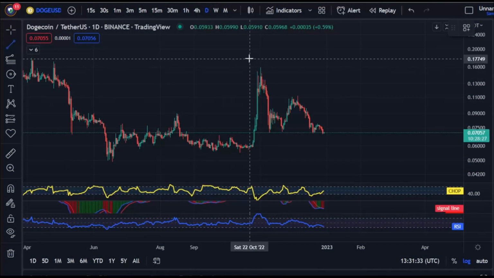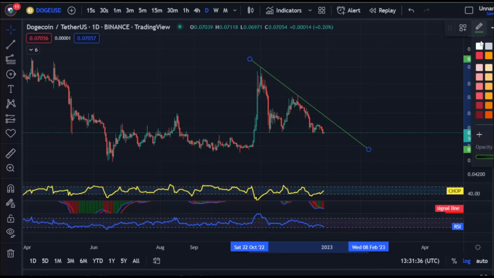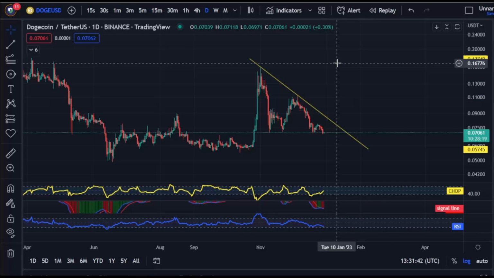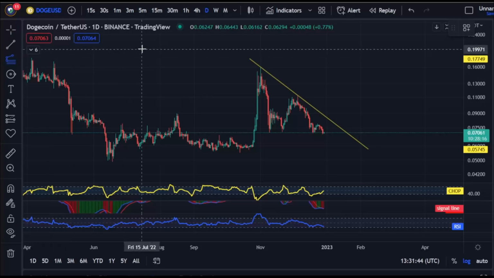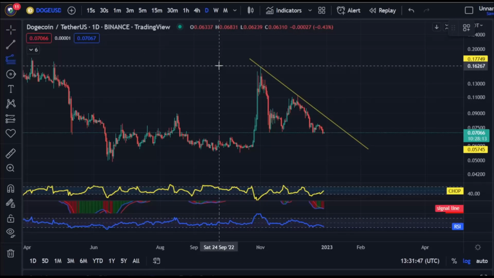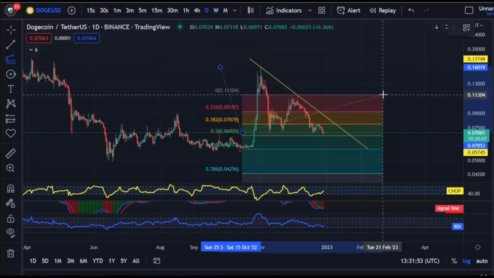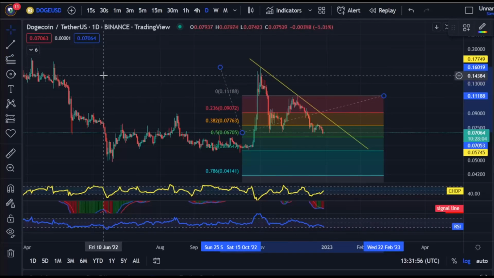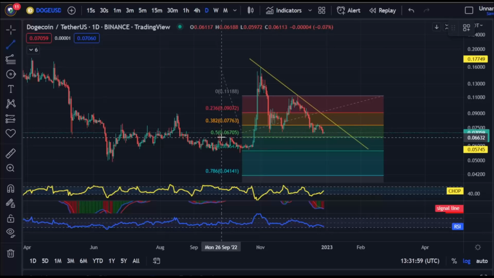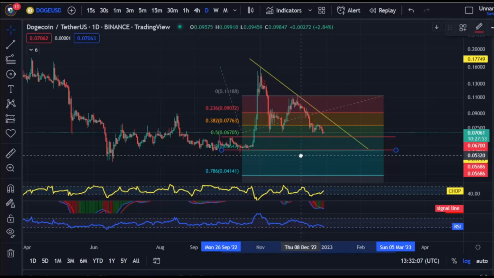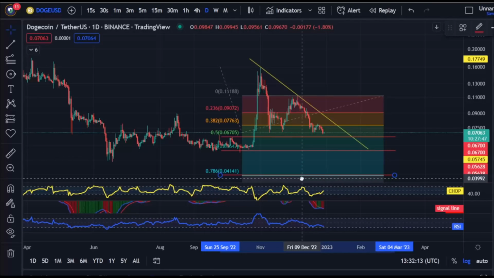Next in today's review, we have the Doge versus USDT chart on a one-day time frame. As we can see, the price is moving below the downtrend line, which we marked with the yellow line. Now let's move on to checking the support spots for Doge. And here we can see that we first have support at $0.067. But if the price goes lower, we have support at $0.056 and then $0.041.